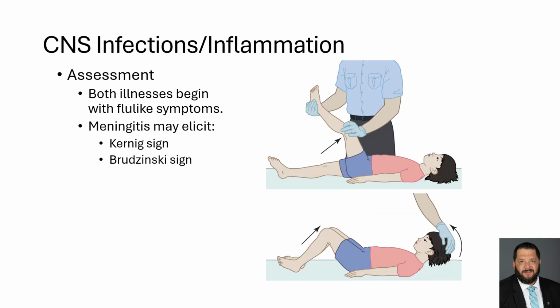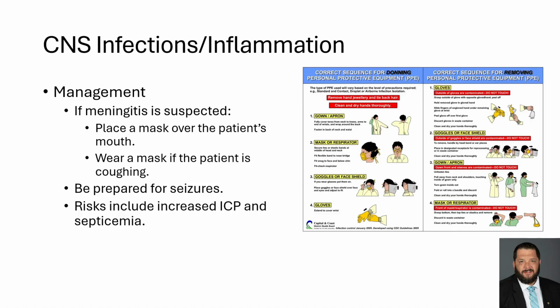As far as assessment for meningitis, we can use assessments like Kernig's sign and Brudzinski's sign, and this is where we can take the leg and flex the leg upward, and then bend the knees and flex the head upwards, and this will typically elicit a painful response, or in a compensatory mechanism, if we move the head upwards, the knees will often come up to the chest as a response mechanism.